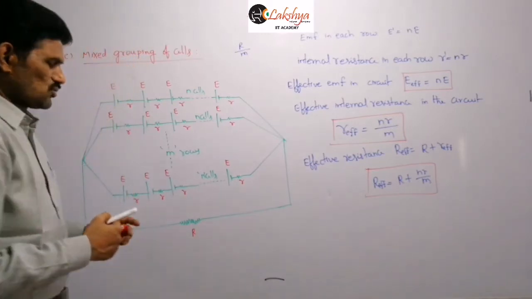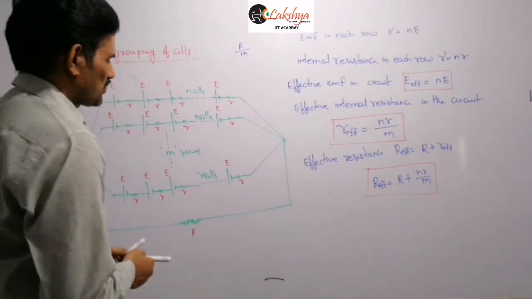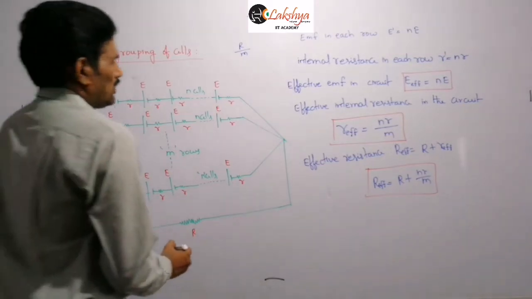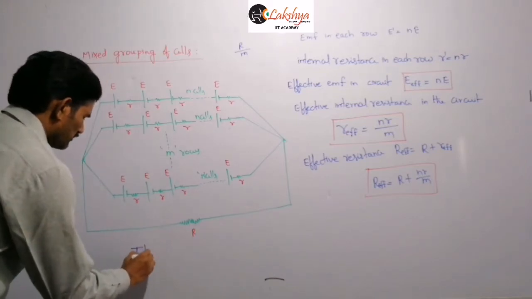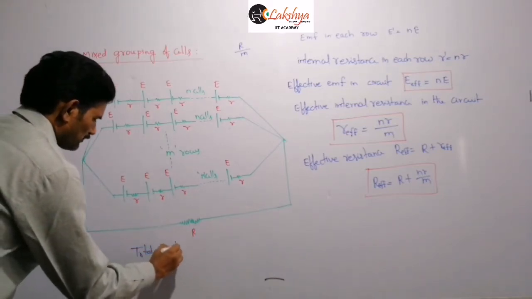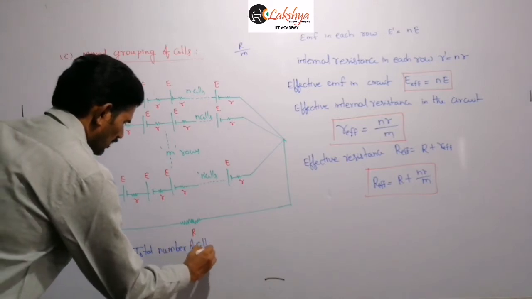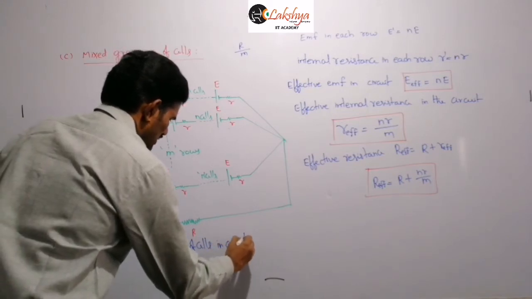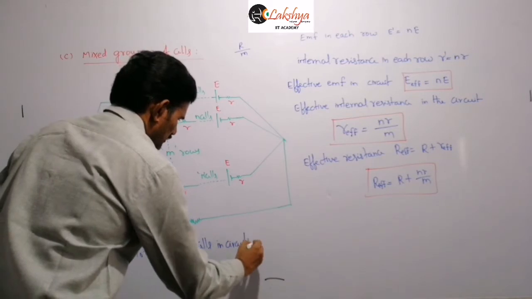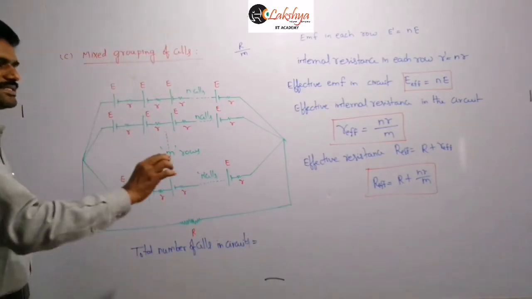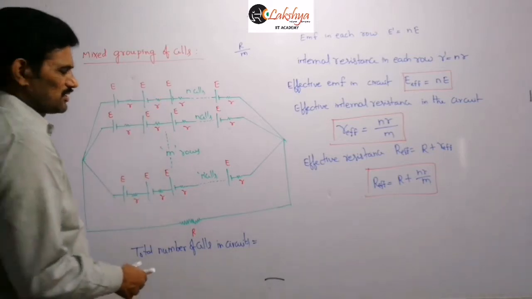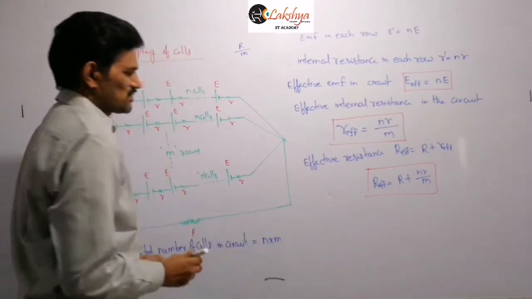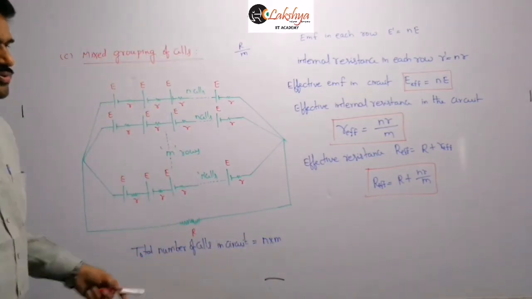And in this, the total number of cells is also important. So let us write the total number of cells here. Can you say how many cells are there here? Total number of cells in the circuit. You can observe this, in each row n cells are there and such m rows are there. So I can write this as n into m. So this will be the total number of cells. That is also important here. In problems it is also required.